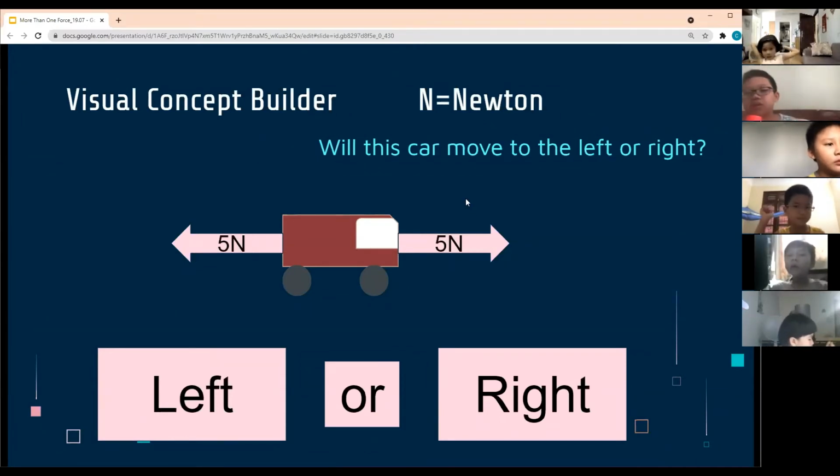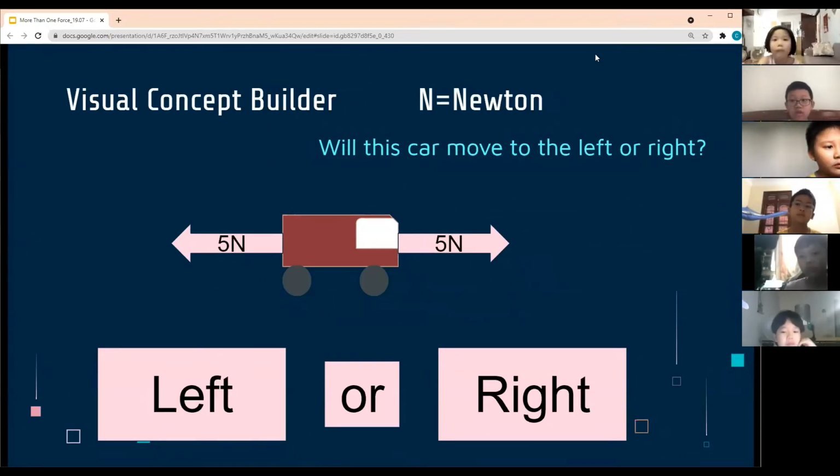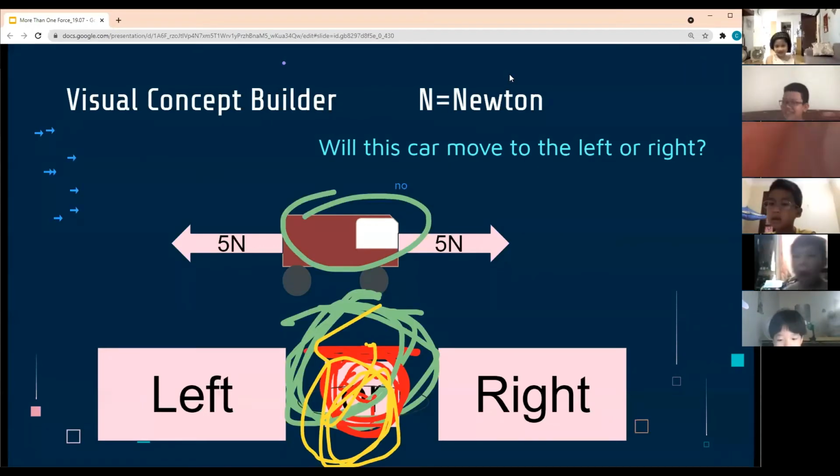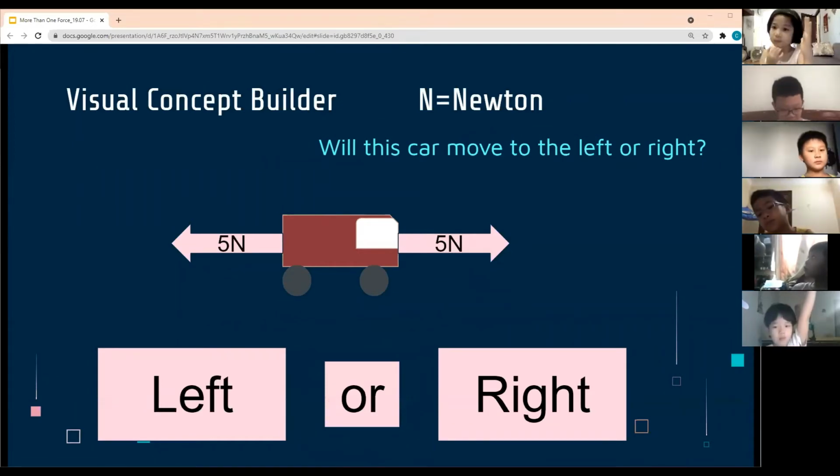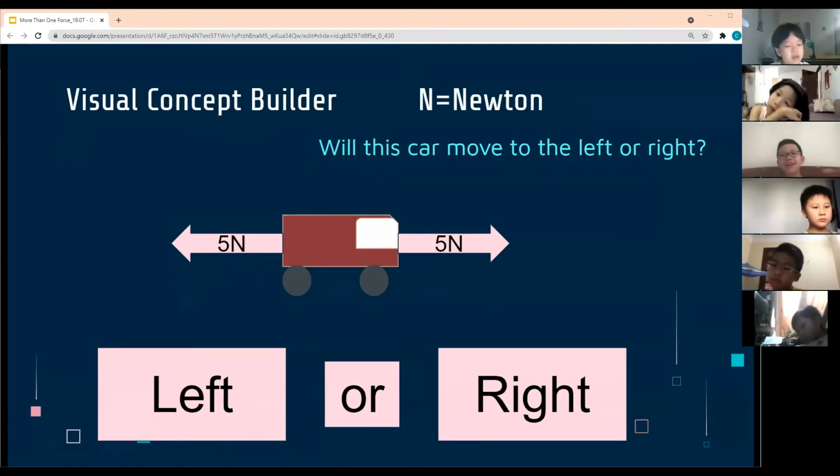And finally, is it going to go left or right? In 3, 2, 1, go. Okay. Yeah, it's not going to go left or right. Why, Lisa? Because the forces are equal. Yeah, the forces are balanced or equal. Thank you, Lisa. Lisa got it. Exactly. When your forces are equal, the object is not moving.